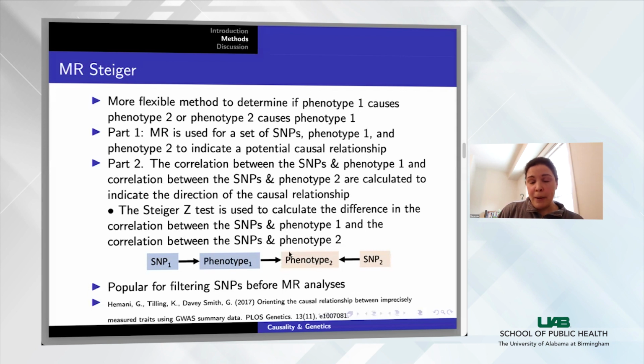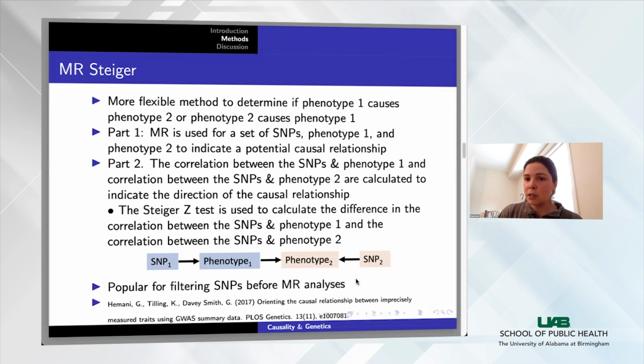Because there's no other path than through phenotype 1, we can use the Steiger z-test to calculate the difference in the correlation between the SNPs and phenotype 1 and the SNPs and phenotype 2, and use that to establish the direction of the arrow. This approach originally focused more on determining bidirectionality. Now it's being used a lot more for filtering SNPs before the MR analyses.